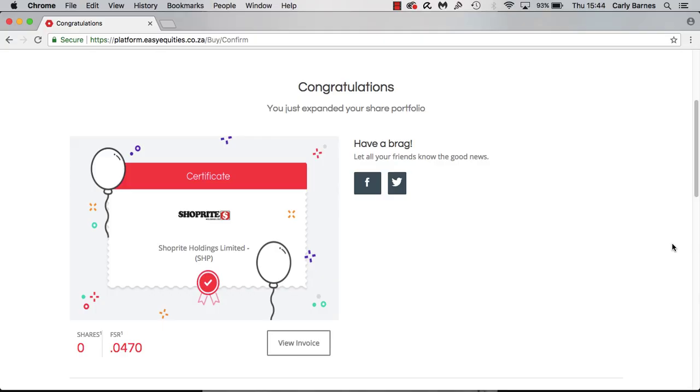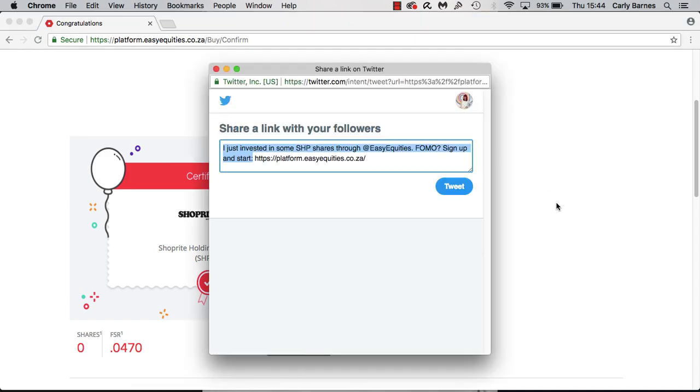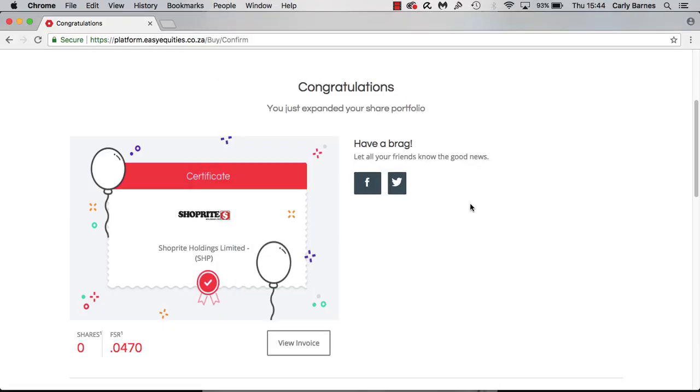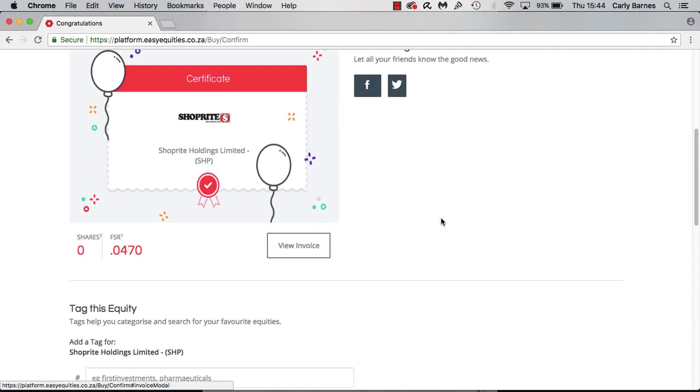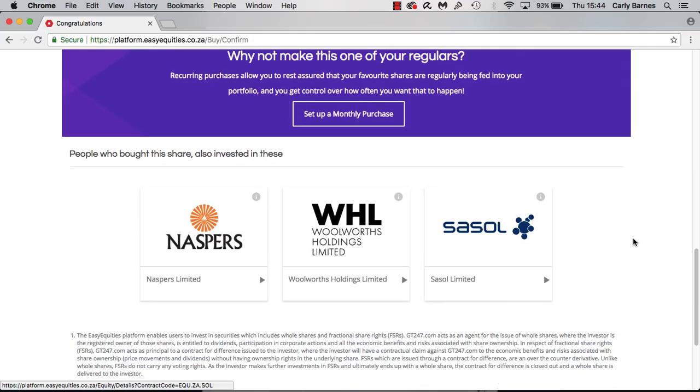And I can even share that news with my community. So I can share that on Facebook, I can share that on Twitter. We actually have a pre-populated tweet that allows you to share your buy and kind of connect with other people who may have bought the same, which can be really useful if you want to crowdsource your investments. You also have the ability to view an invoice and have a look at what other people who bought the same share also invested in, which might help you in your decision-making process as well.